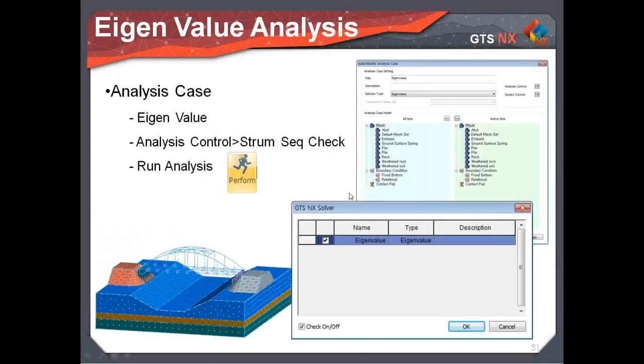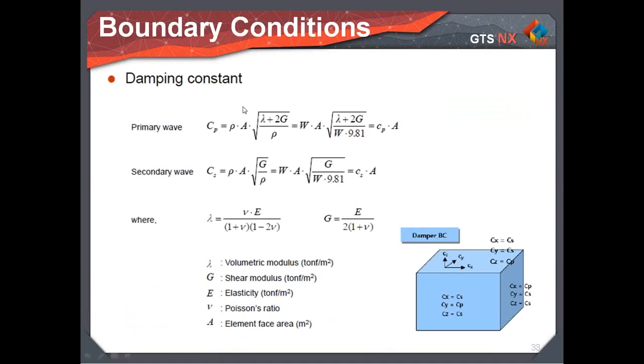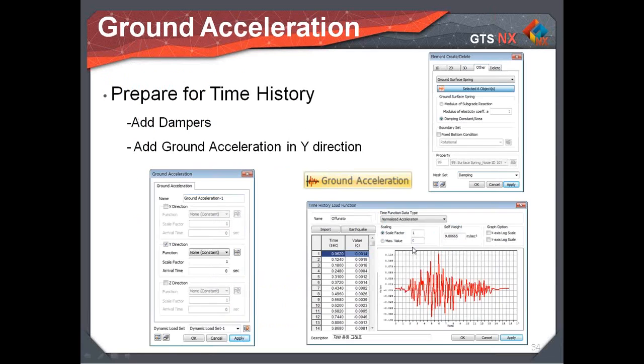Again, the program will calculate this for me automatically. We've seen here some of the vibration modes. We created this analysis case. This is what I was talking about, where we see the main modes with mass participation and we write down those periods. And then this is how the program automatically calculates for you the damping constant. And we have the primaries, the CP, the CS, the primary and secondary waves. And we could also now, after adding these dampers, add the function for the ground acceleration.